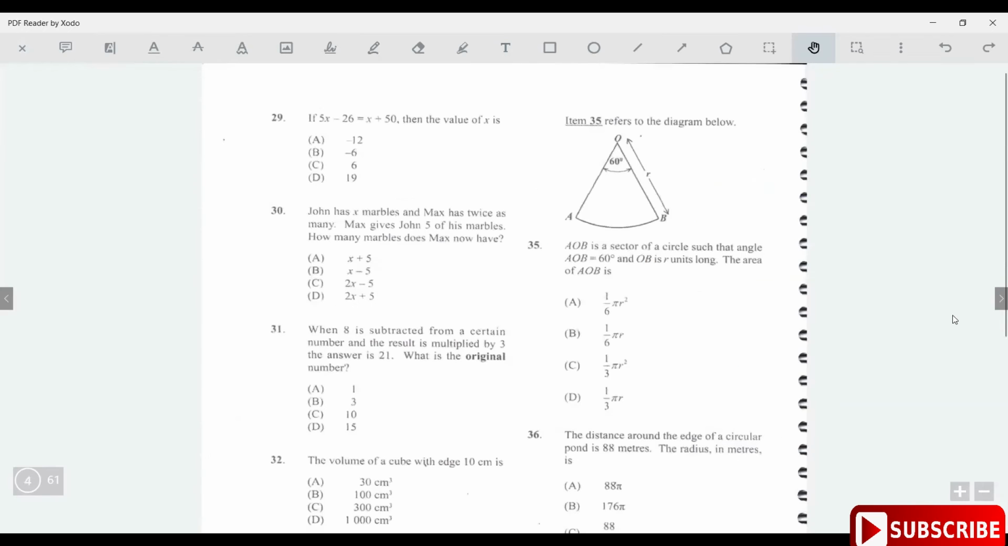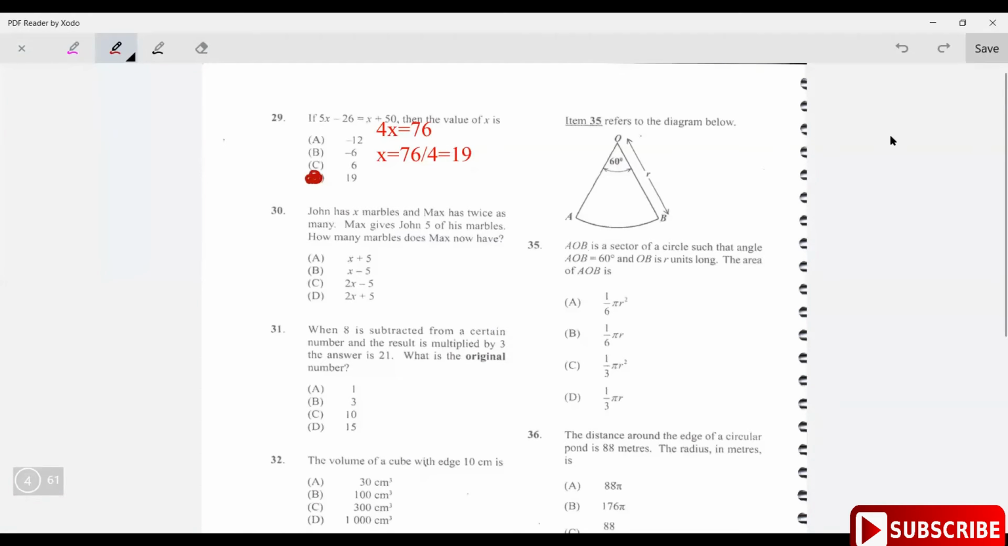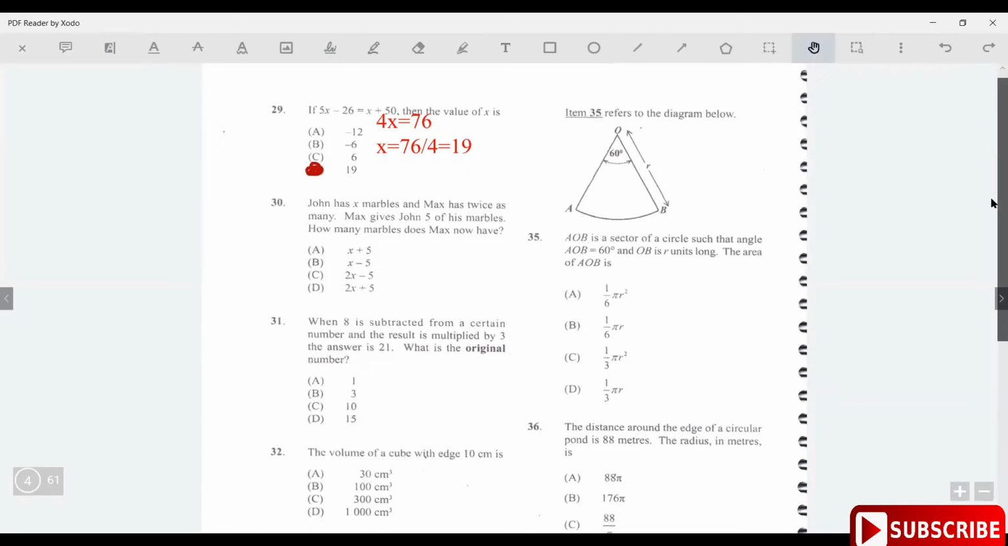Question 29. It says 5x minus 26 is equal to x plus 50. Then what is the value of x? So to find the value of x, we need to bring x on one side so we can subtract x on both sides to get 4x. Then we can add 26 to both sides to get 76. We then divide both sides by 4 to get x is 76 divided by 4. 76 divided by 4 is 19, the beautiful number of 19. Nice and easy. That's 19. Easy question.